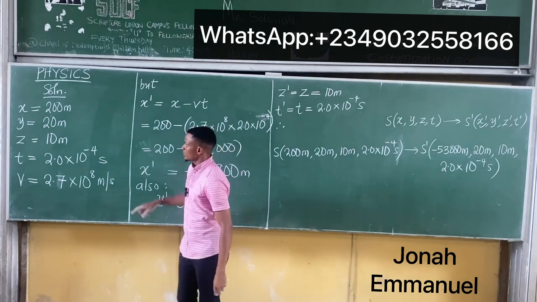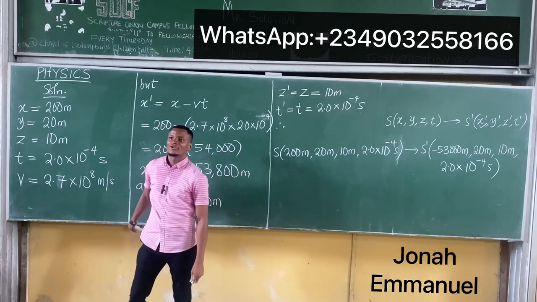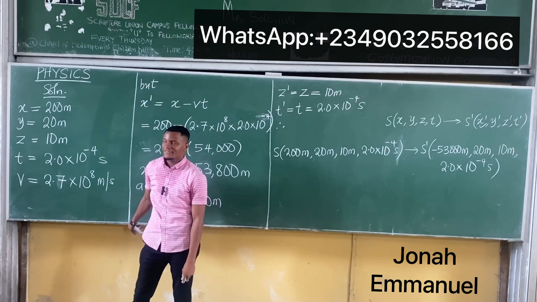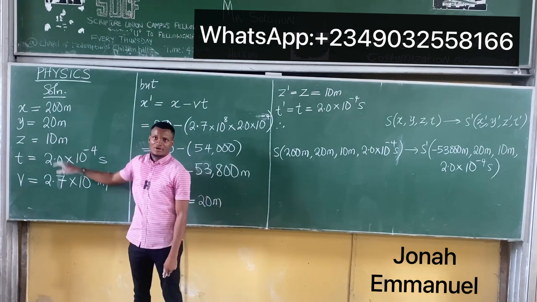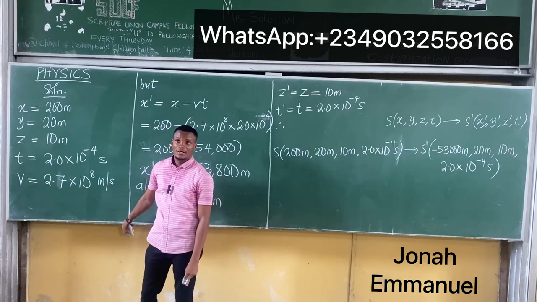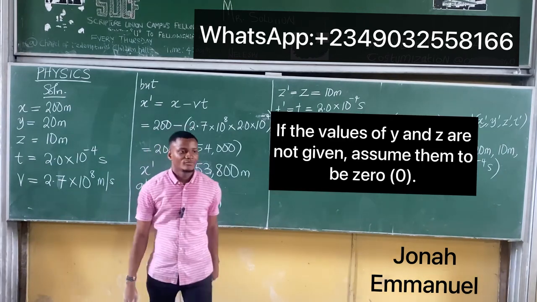In this question, I'm giving the value of Y and Z. What if I'm not giving Y and Z? Because in some questions, they won't give you Y and Z. So what do you do there? Zero. It becomes zero.